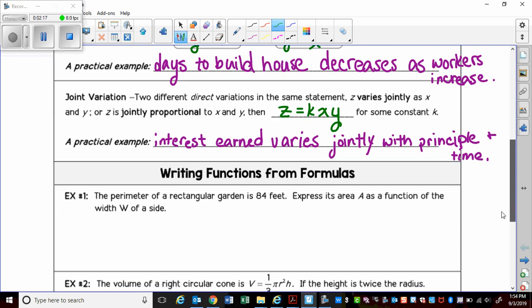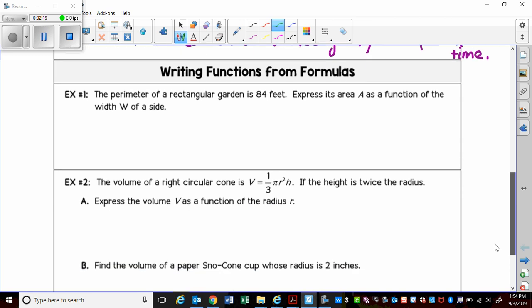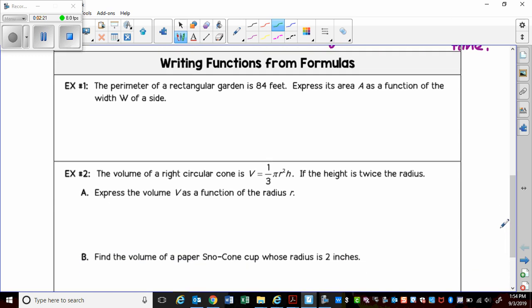Now, if we're asked to write a function from a formula, I'm just going to do a couple of these. For example 1, it says the perimeter of a rectangular garden is 84 feet. This is important. A rectangle, we know, is length times width for the area, but the perimeter is 2 times your length plus 2 times your width. Express its area as a function of the width of a side.